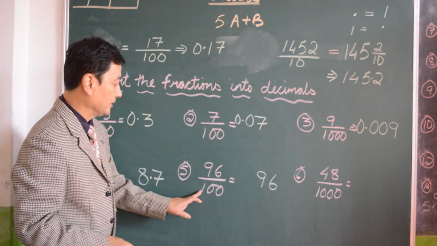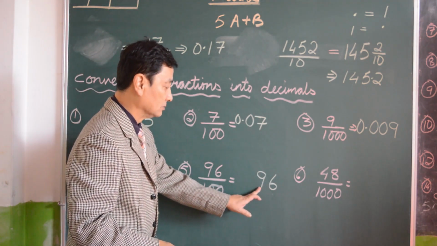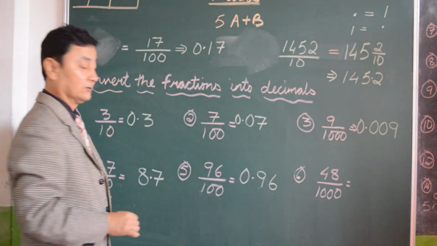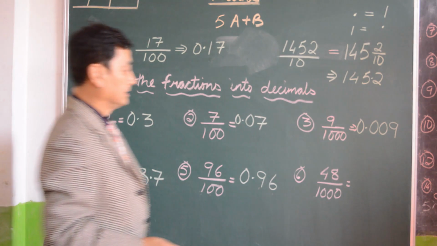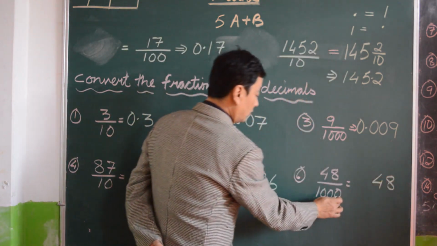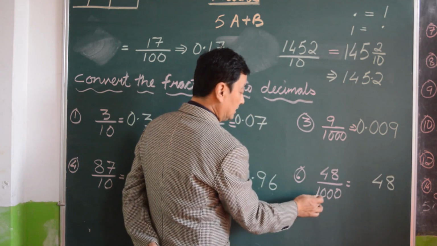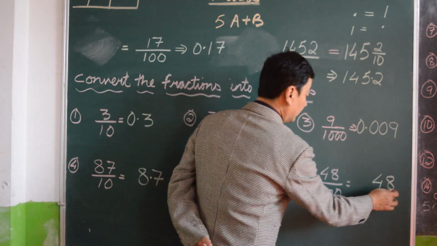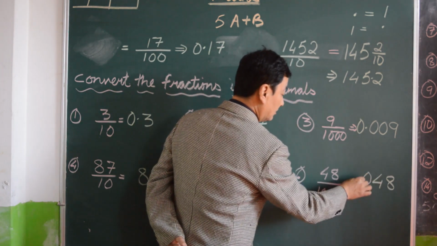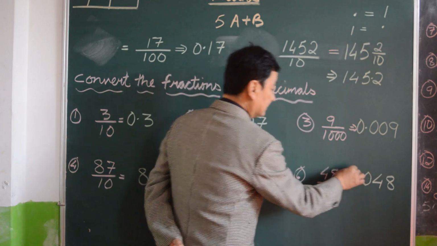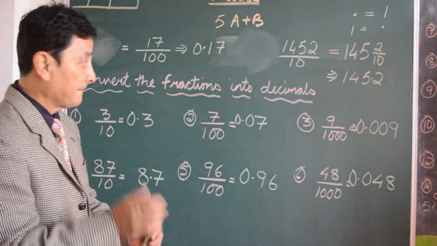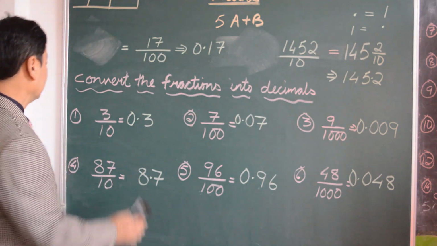1, 2, point. Just put a point and a 0. Okay? So we've got 48. Count the zeros. 1, 2, 3, point. 1, 2. To make it 3, add a 0, point and a 0. Are you understanding? If you haven't understood, go back to the video and try and do it.